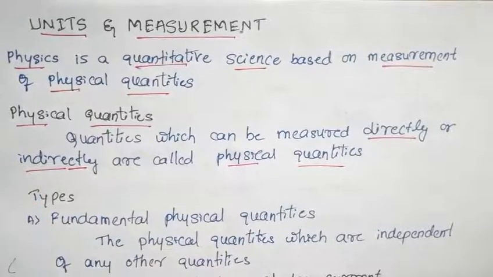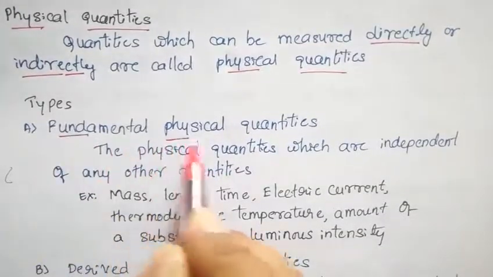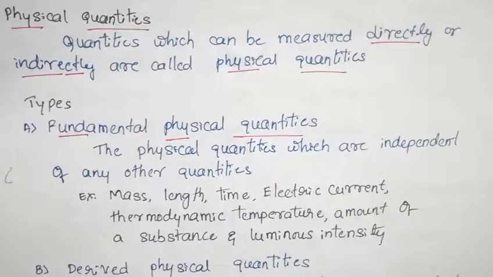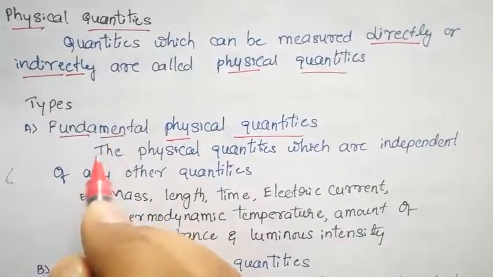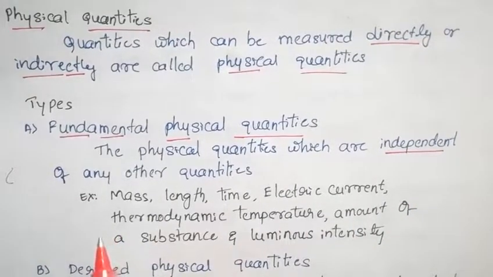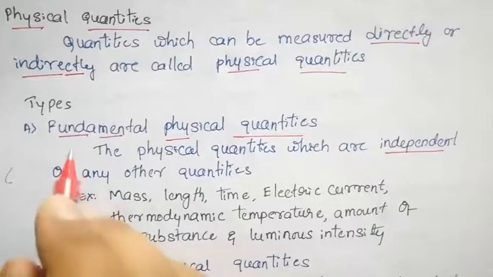There are two types of physical quantities. So let us understand what those are. First is fundamental physical quantities. Sir, on what basis are you going to divide these quantities? Into two categories, either fundamental or derived, based on whether they are dependent or independent. One is fundamental physical quantities. What is meant by fundamental physical quantities? These are the quantities which are independent of any other quantities. Wherever you go, whatever you do, these quantities are independent. Those quantities we call fundamental physical quantities.